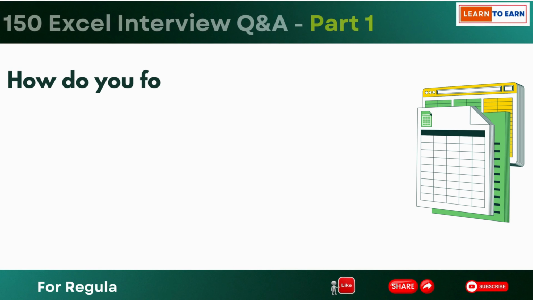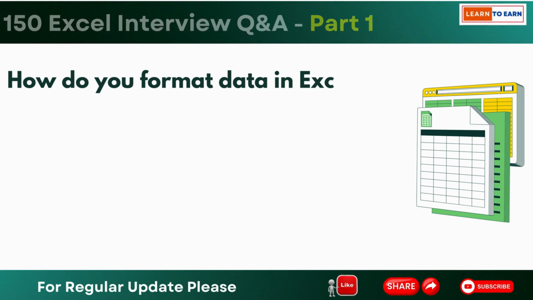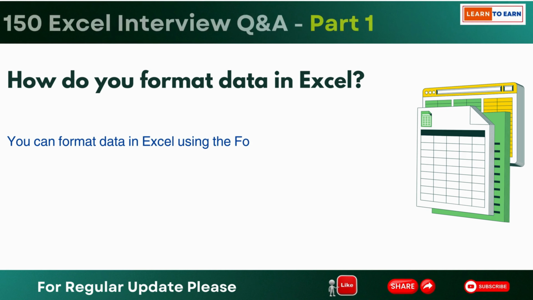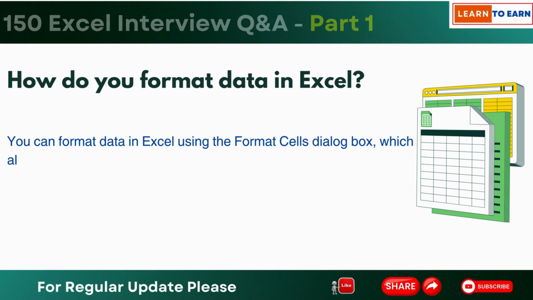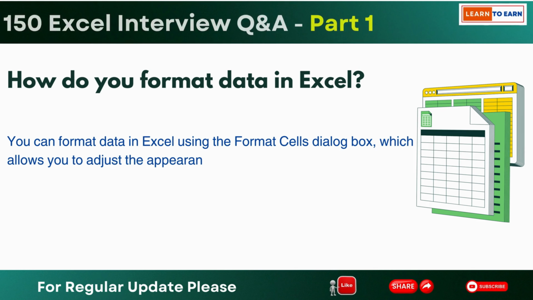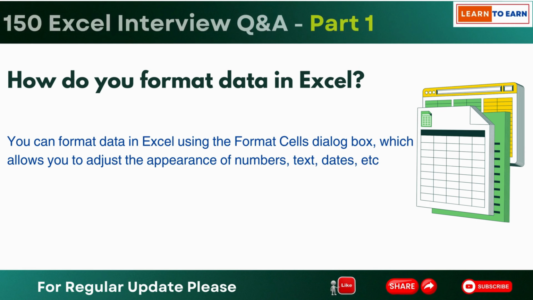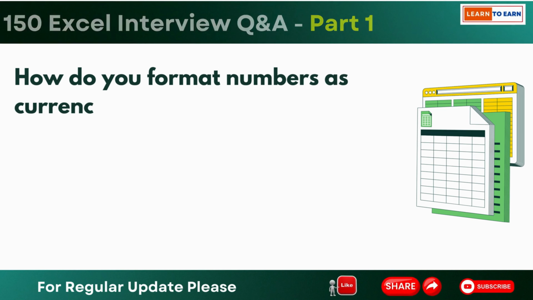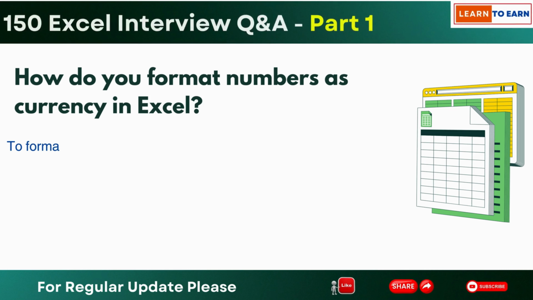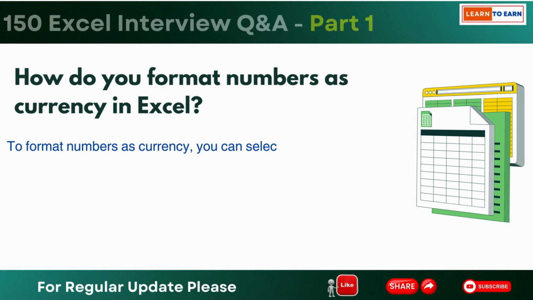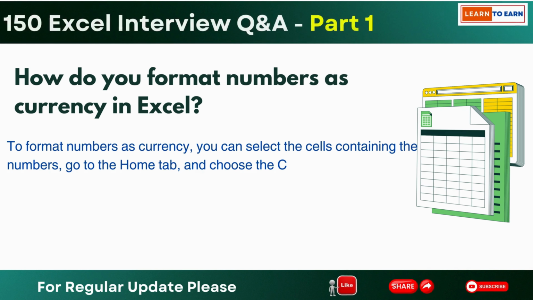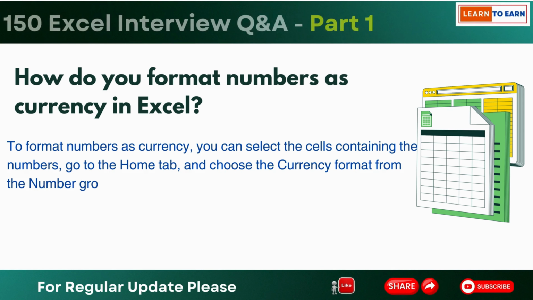How do you format data in Excel? You can format data in Excel using the Format Cells dialog box, which allows you to adjust the appearance of numbers, text, dates, etc. How do you format numbers as currency in Excel? To format numbers as currency, you can select the cells containing the numbers, go to the Home tab and choose the currency format from the number group.